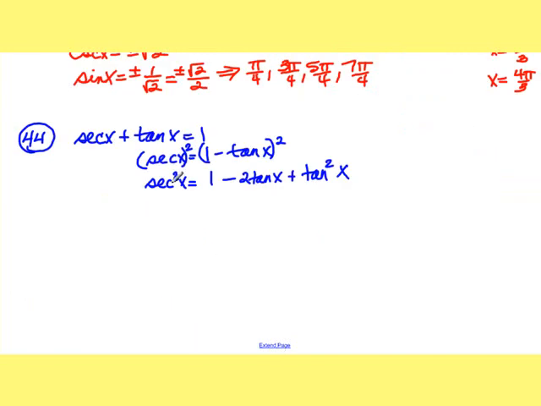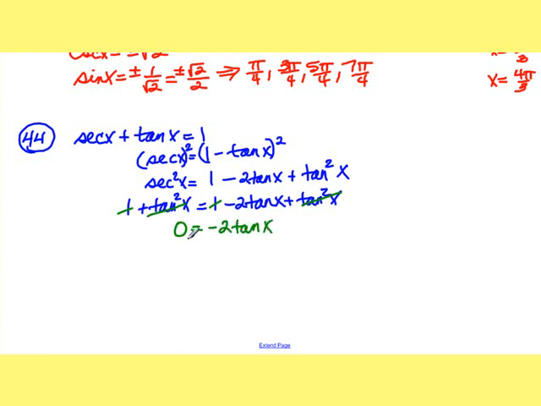But what is secant squared x equal to? Right, that's one of our identities. Secant squared is 1 plus tan squared x. So we have 1 plus tan squared x equals 1 minus 2 tan x plus tan squared x. So some things add out when we subtract from each side. So what we really have is 0 is equal to negative 2 tangent of x. If we divide by negative 2, we get 0 is equal to tangent of x.